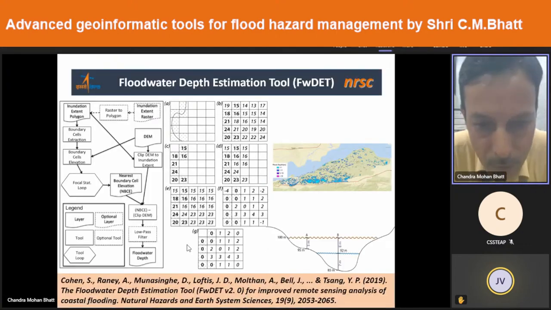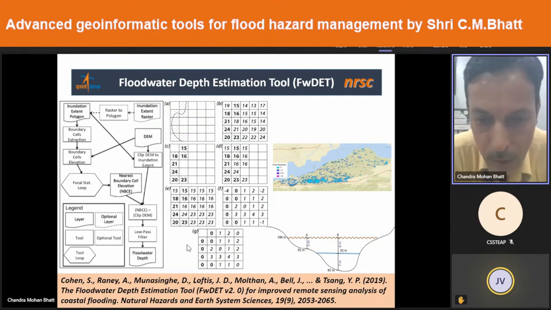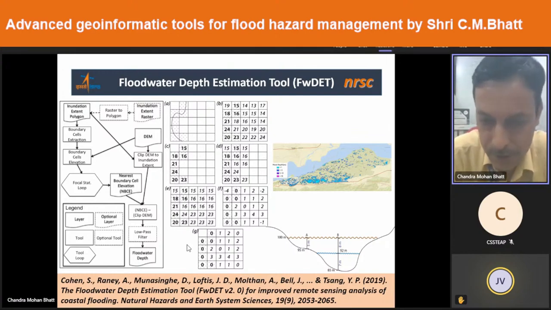Now, once you have a flood, we also require depth and geospatial information technology, because of the availability of the DEM, digital elevation model. You must all be hearing about the SRTM, Shuttle Radar Topographic Mission, and then there are different kinds of DEMs.